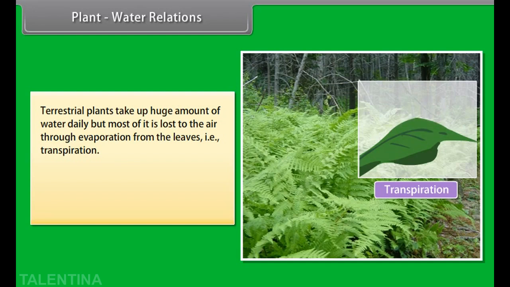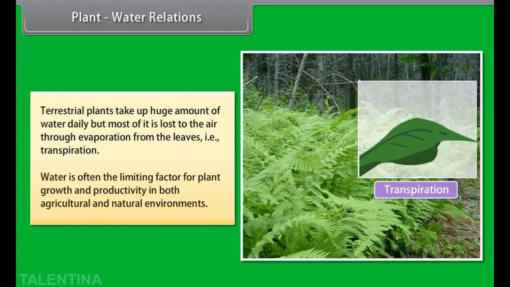Do you know that a mature corn plant absorbs almost 3 liters of water in a day, while a mustard plant absorbs water equal to its own weight in about 5 hours? Because of this high demand for water, it is not surprising that water is often the limiting factor for plant growth and productivity in both agricultural and natural environments.